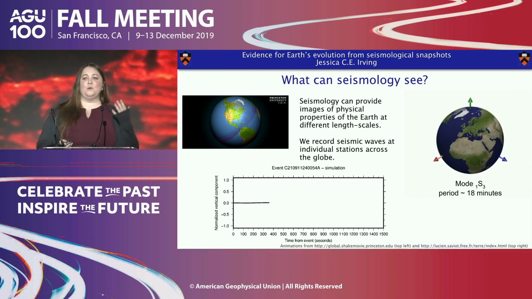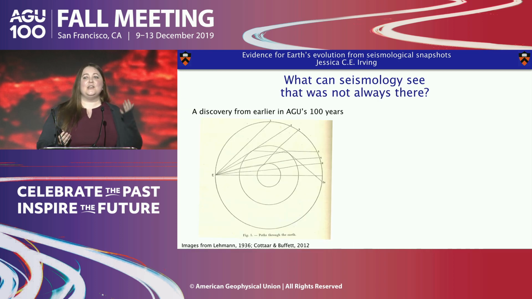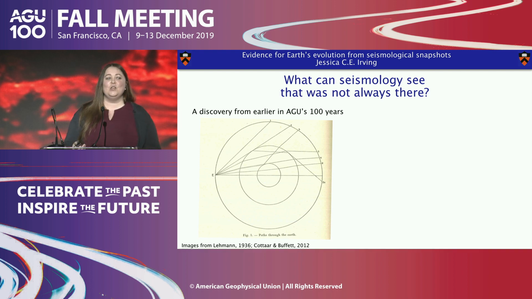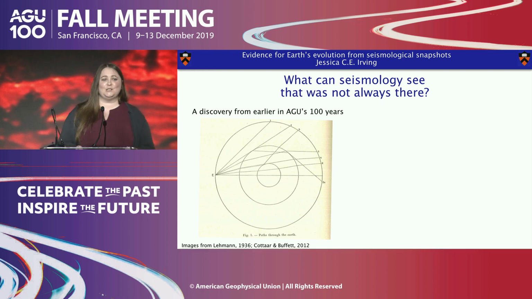So let's start by seeing what seismology can see on an AGU centennial perspective. This is a discovery from early in AGU's history. In 1936, a seismologist called Inga Lehmann found a whole new layer of the Earth. She observed Earth's inner core, this central iron solid body. She did it using seismic waves. And we know that seismology in this case is seeing something which wasn't always there. The inner core is the product of secular cooling of our planet. And early in Earth's history, there was no inner core at all. We found it with seismology.